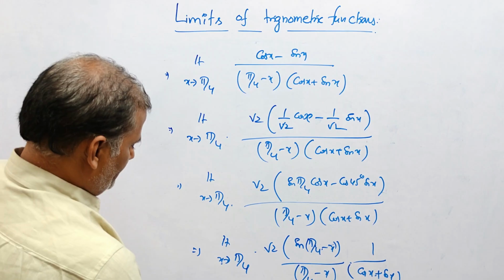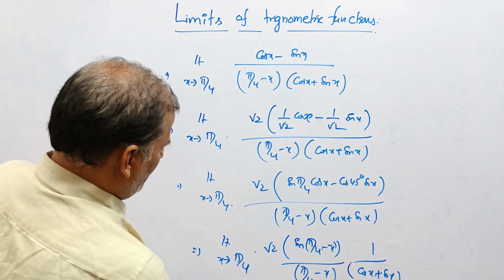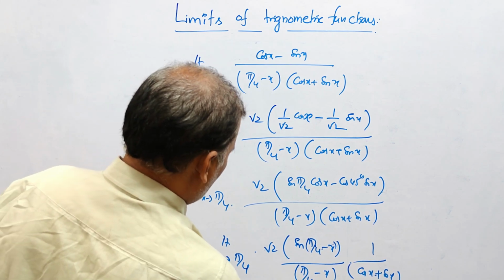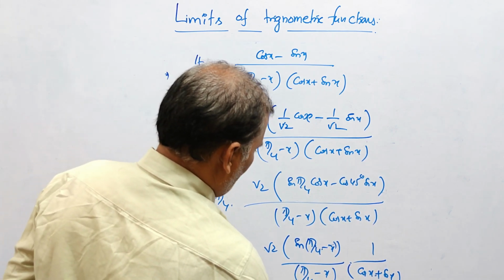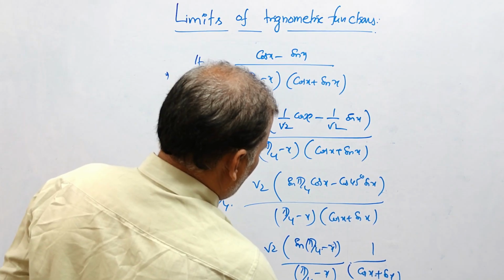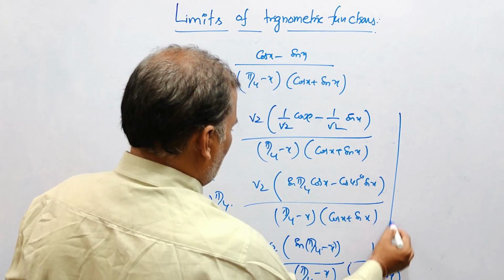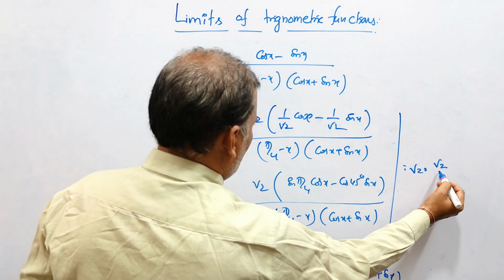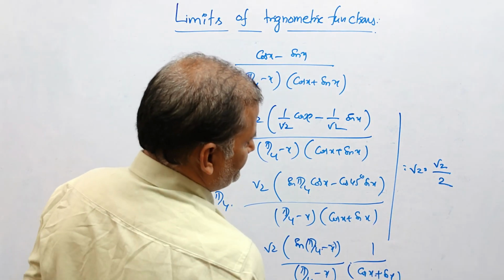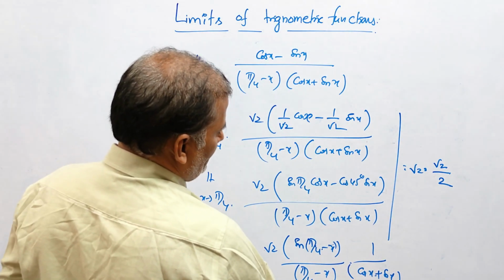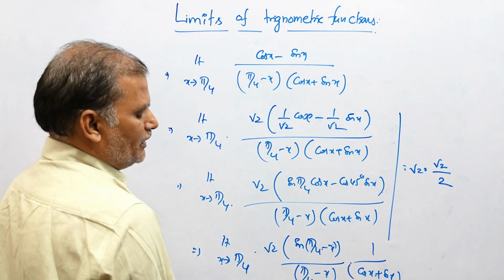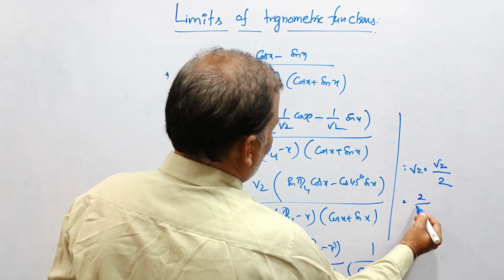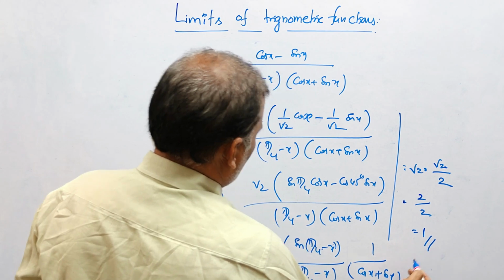Therefore, root 2 into 1 by cos pi by 4 plus sin pi by 4, root 2 into 1 by (1 by root 2 plus 1 by root 2). The final answer is root 2 into, taking root 2 in the numerator, 1 plus 1 is 2. Here 1 plus 1 is 2 by root 2, root 2 by 2, just by reversing. Root 2 into root 2, 2 by 2, the answer is 1.